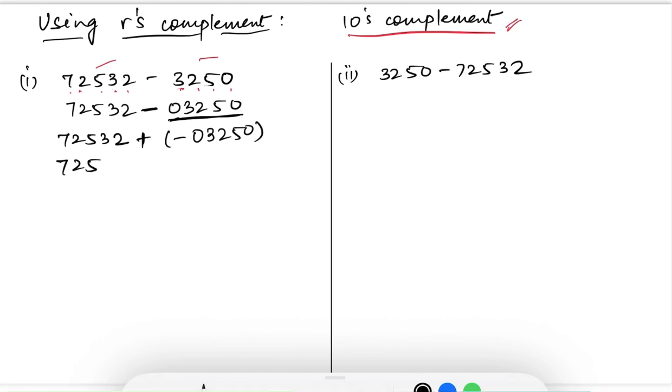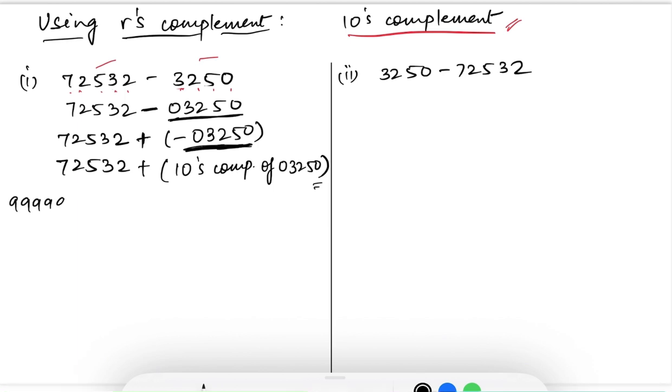Now the negative number I can implement by using the complements. So this is the tens complement of 03250. Fine. Now I need to calculate the tens complement of this number and then add it to the first number. Okay. So to calculate tens complement, first I need to calculate nines complement. So what is nines complement? Subtract each digit from 9. This is nines complement. Now add 1 to get tens complement. So this is the tens complement of this number.